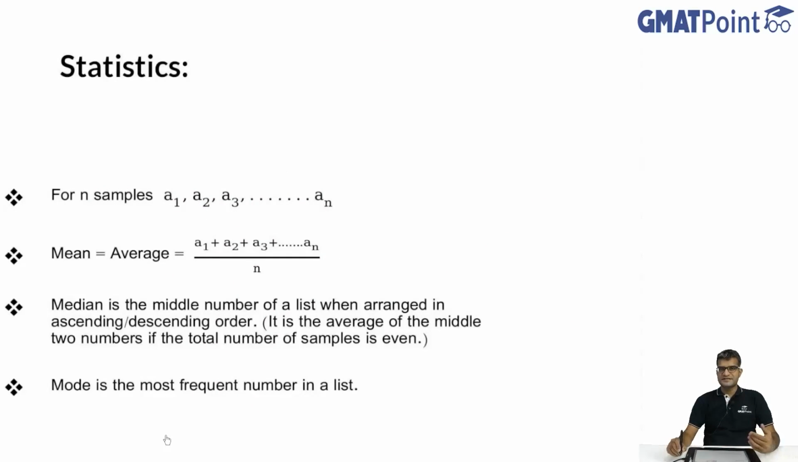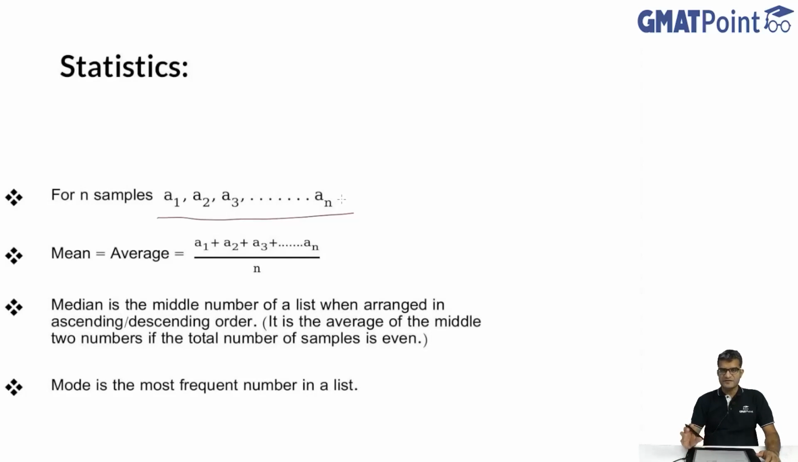The next formula is about statistics. Suppose you are given a bunch of numbers. The numbers can be anything. They can be the height of students in a classroom. They can be the weight of students in a classroom. They can be the ages of students in a classroom or in a school, anything. If you are given a bunch of numbers, you can call this a set of numbers, or a list of numbers. Suppose the numbers are a1, a2, dot, dot, dot till an. That is, there are n such numbers.